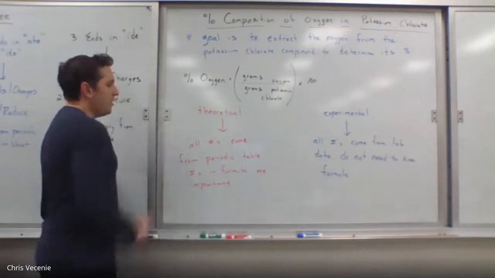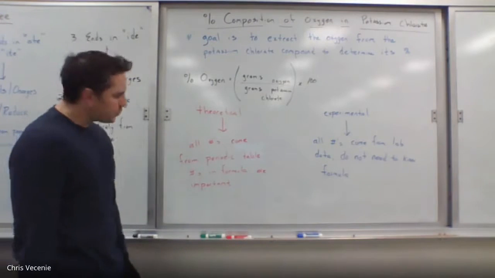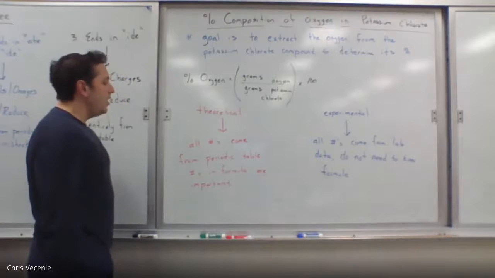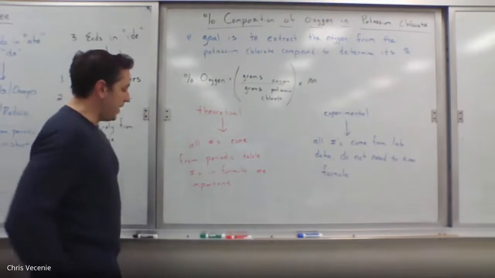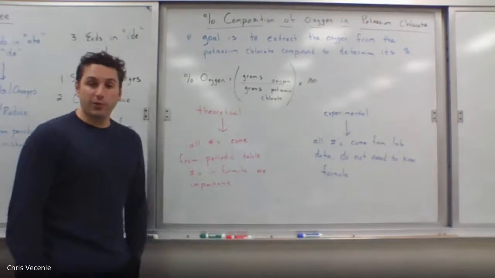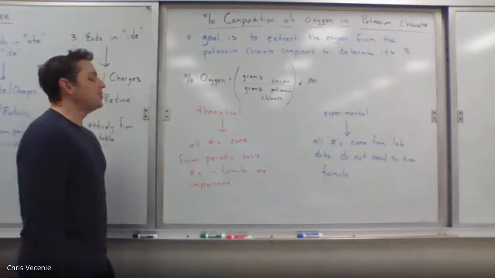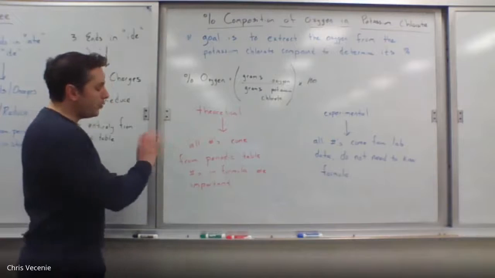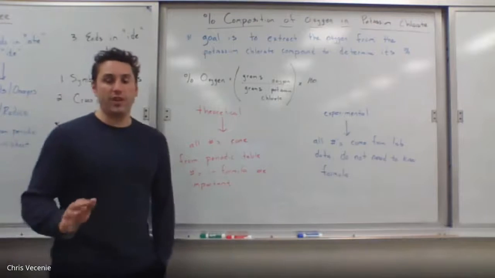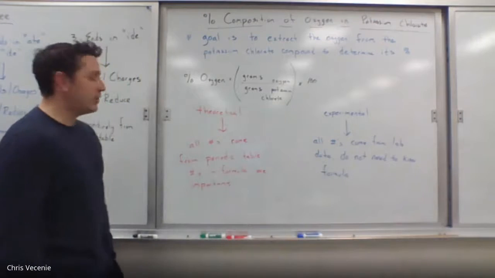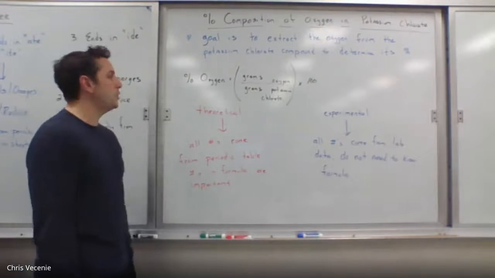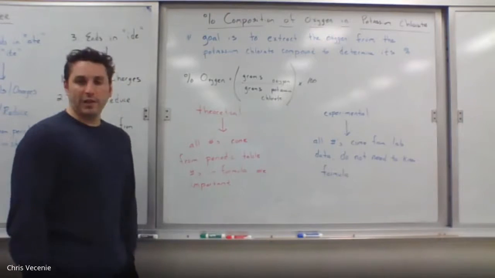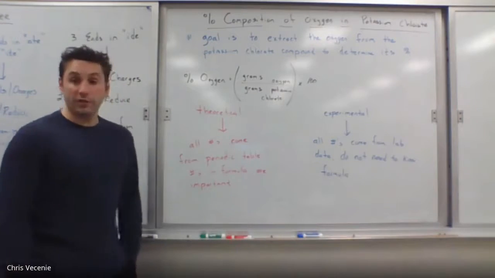If I ask you to calculate a theoretical percent composition, all your numbers come from the periodic table, and you have to know the formula of the compound so that you can account for how many atoms of each there are. You don't need to do a single thing in the lab to calculate the theoretical percent composition. You could do it simply based on the formula of potassium chlorate, which I'll give you here in a moment.